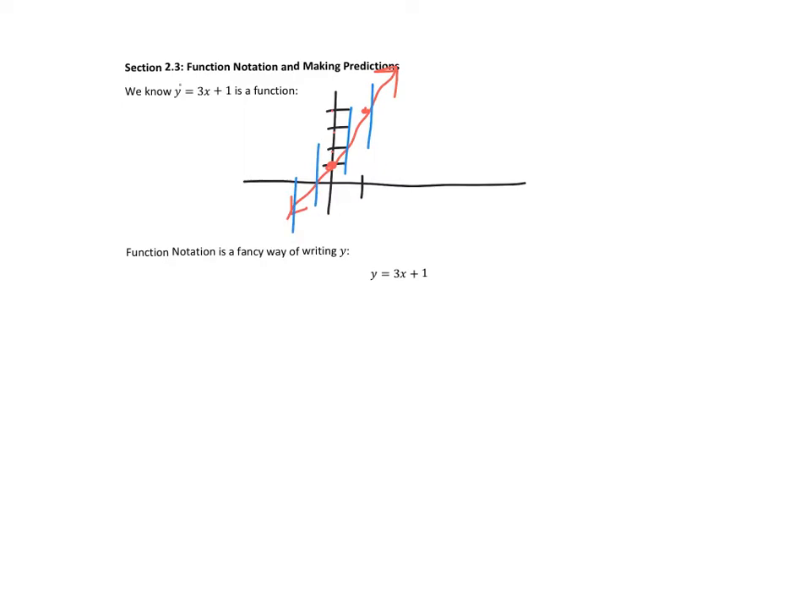So we want to indicate that it's a function by replacing y with a function notation. So function notation is just a fancy way of writing y. So instead of writing y equals 3x plus 1, we keep the 3x plus 1, and we say that y is a function of x. y equals f of x. And this is function notation.